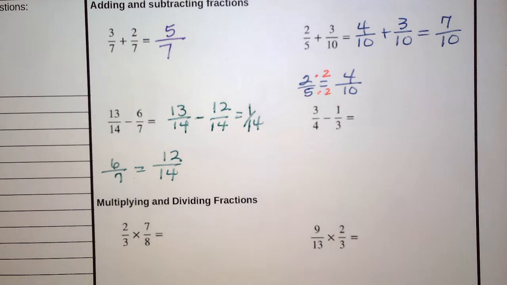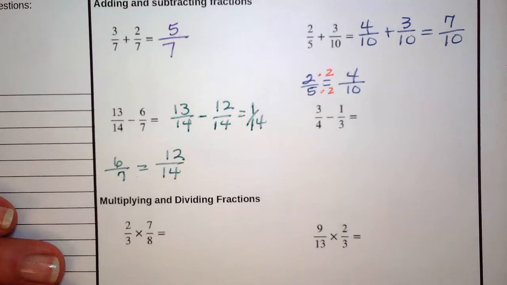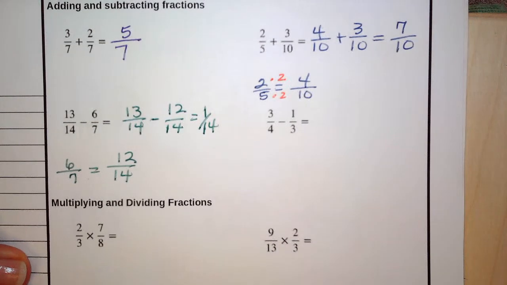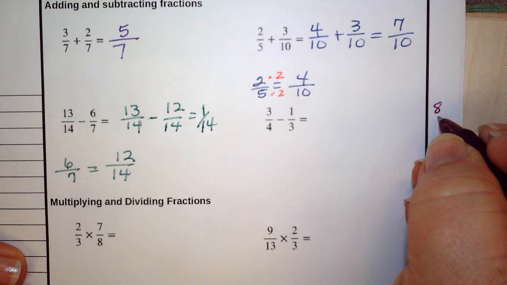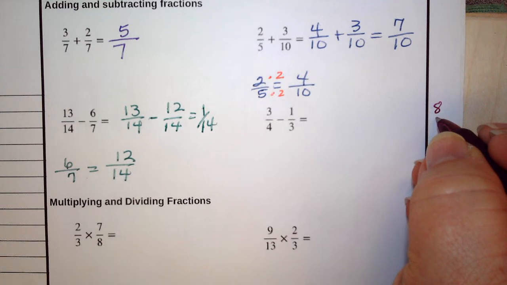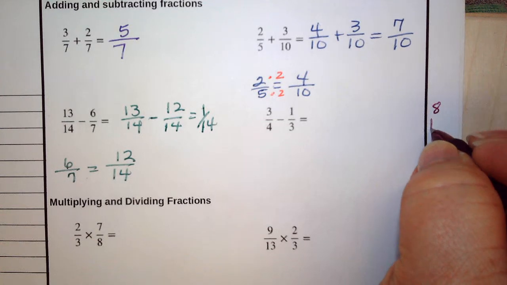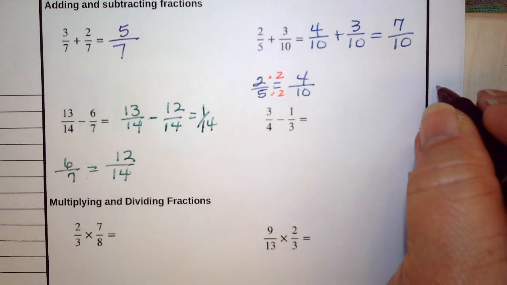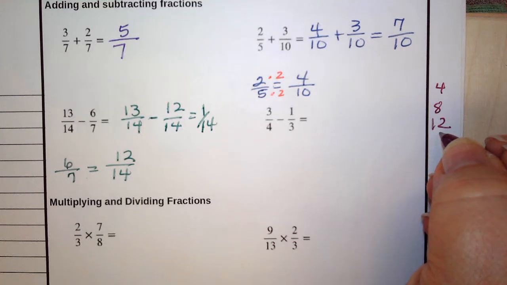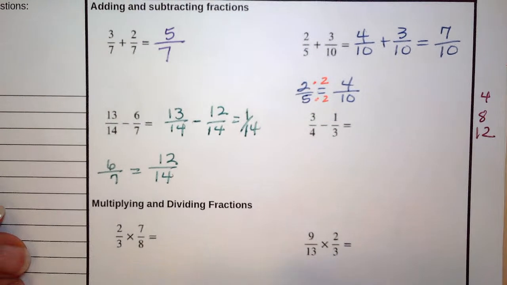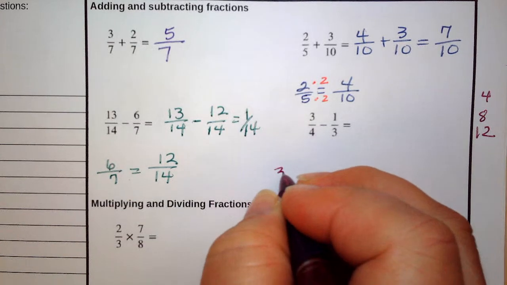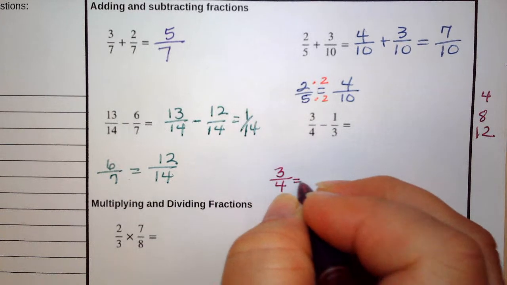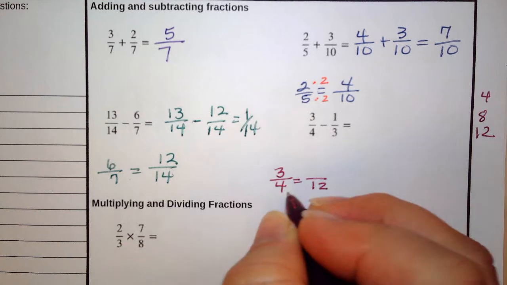Let's look at 4. If I take 4 and I multiply it by 2, I get 8. Does 3 divide evenly into 8? No. 8 plus 4 is 12. Does 3 divide evenly into 12? Yes, it goes in 4 times. So I know that I can have something over 12 as my new fraction.